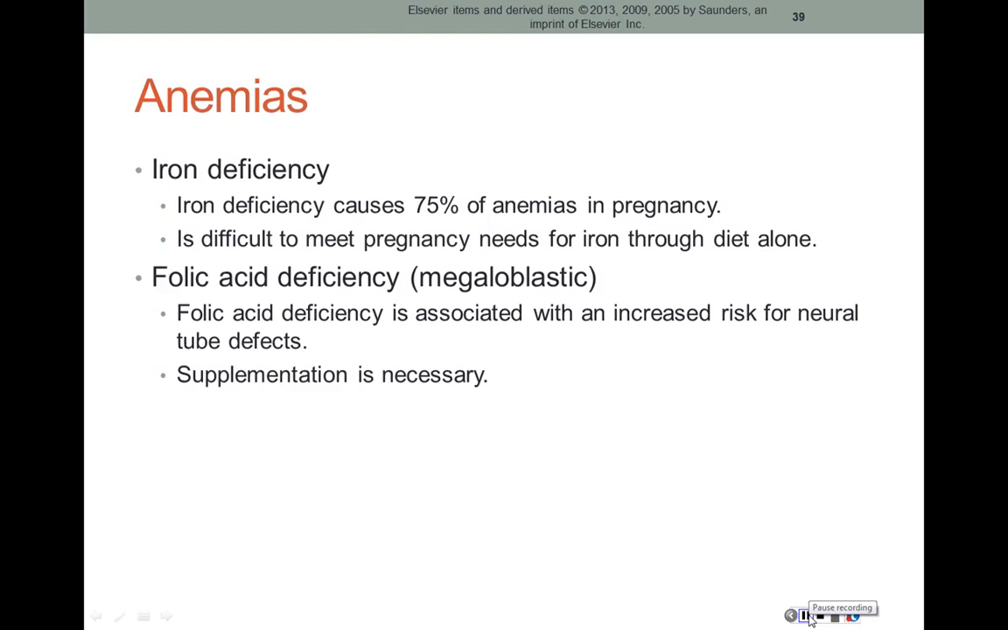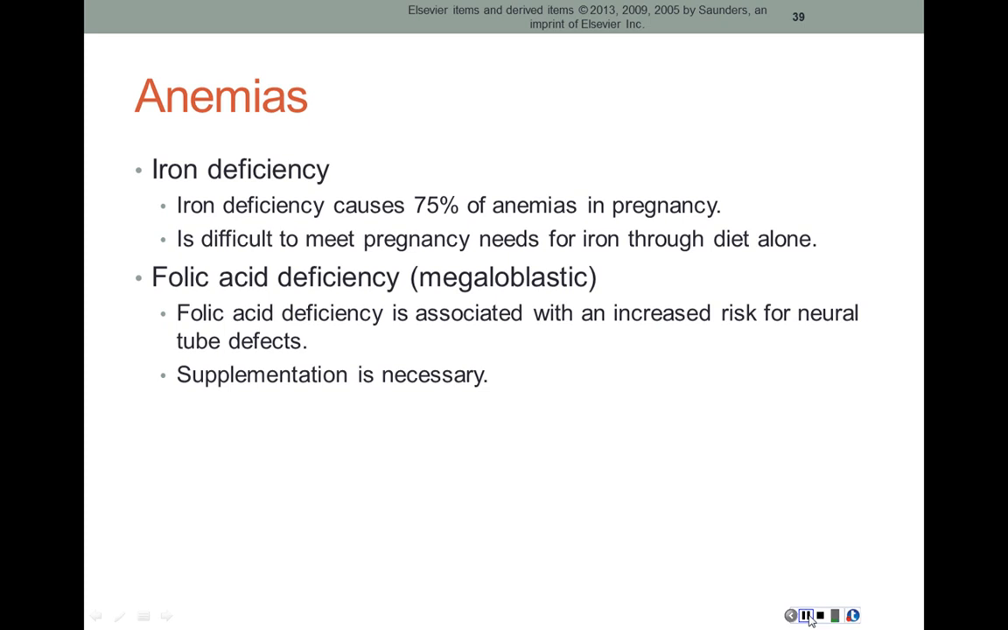Alright, anemias, and this is the most common problem with pregnancy. Iron deficiency causes 75% of anemias in pregnancy, and it's difficult to meet pregnancy needs for iron through diet alone. Most of the time they have to have some type of supplement in order to meet the iron needs.